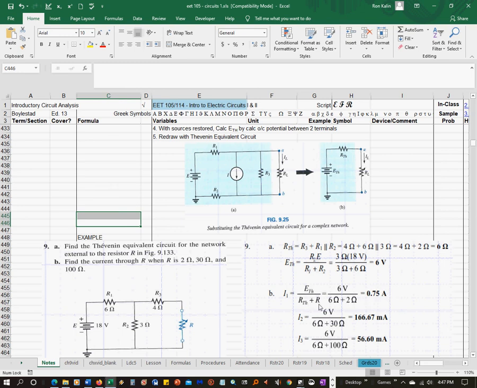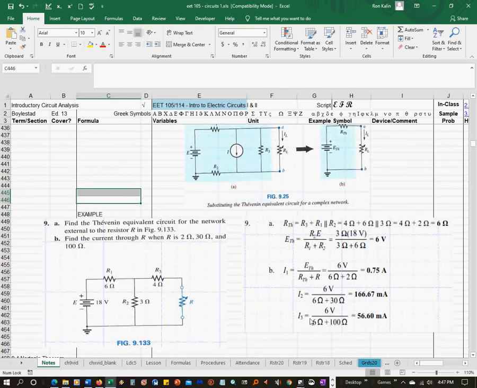And then if you keep substituting in for R, and for this one you put in 30, you get 166.7 milliamps. And then they just called them I1, I2, I3, but they're just talking about 3 different currents going through R. And then in the third example, we put in R equals 100 and get this answer, 56.6 milliamps.